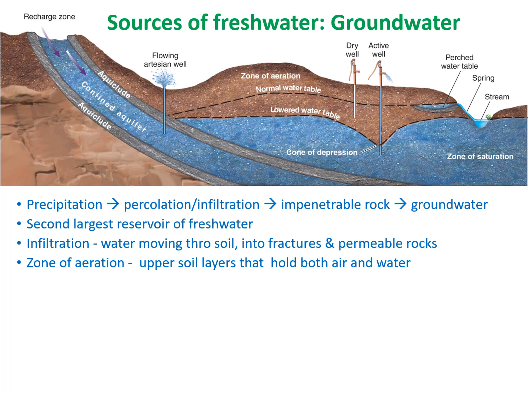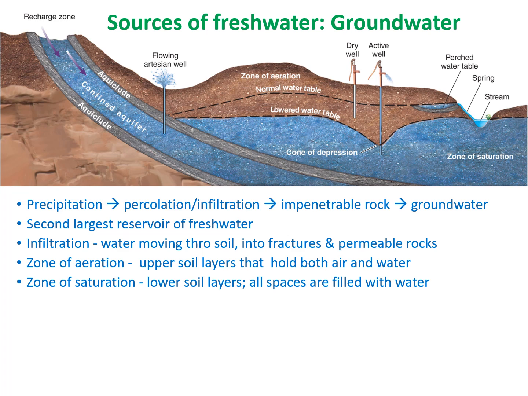You can follow the diagram as I describe this. The zone of aeration is the upper layers of soil that have space in between soil particles, which holds both air as well as water. As rainwater infiltrates, it moves first through the zone of aeration, then ultimately reaches the zone of saturation.